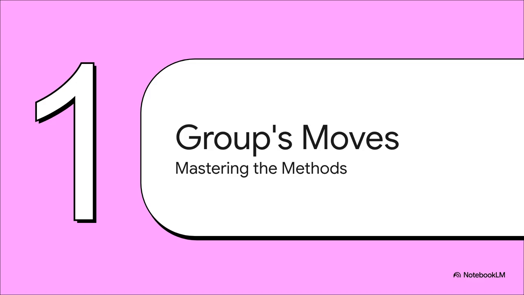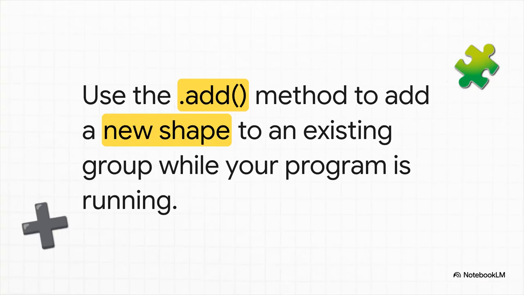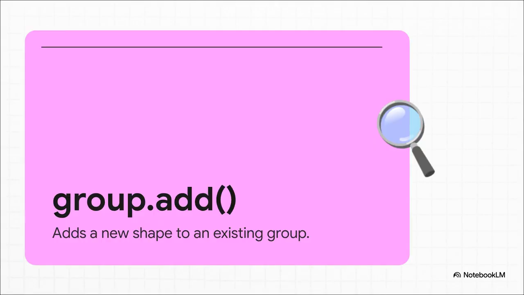All right, so you formed your squad, you get the basic idea. Now let's get into the core moves you'll need to manage it like a pro. First up, .add. This is basically your recruitment tool. It's how you bring new members into your group, even after it's already been created. This means your squad can grow and evolve while your program is actually running. Think of it as dynamically building out your team. Like maybe your character picks up a new power-up, or you want to create this cool trail of particles behind a spaceship. The .add method is exactly how you make that stuff happen.